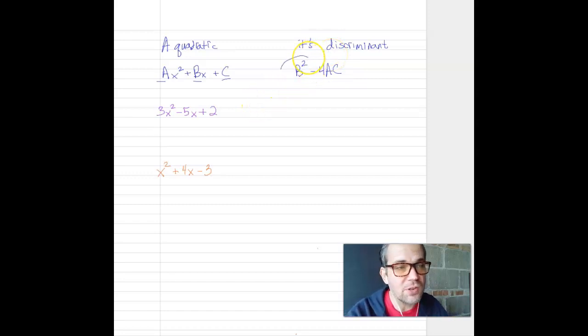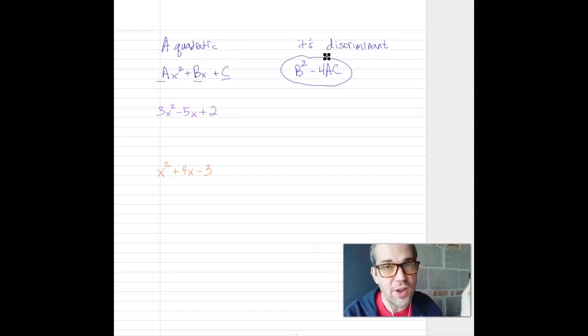This is an expression I do want you guys to get accustomed to seeing. When you see that expression, b squared minus 4ac, I would love it if you're like, oh yeah, that's associated with a quadratic, and it's called the discriminant. If you don't get that all down, that's okay, but just know that if I'm talking about b squared minus 4ac, that is the discriminant of a quadratic. There's nothing more to it.